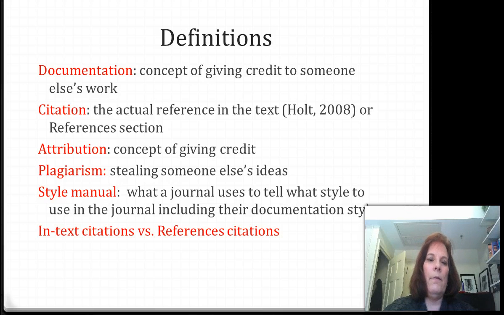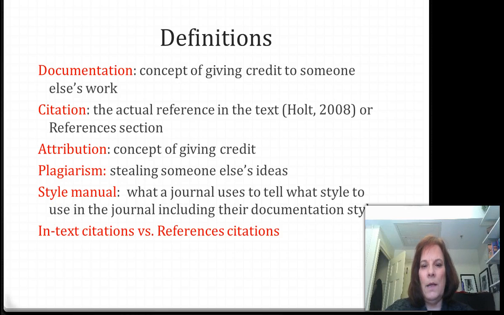So let's begin. I've used a lot of these words, but I want to make sure everybody understands what are the definitions of each of these words. First, documentation. That's the concept of giving credit to someone else's work. I'm going to talk about documentation and documentation style. So there are several different styles, and that just refers to how do you document, how do you cite other people's work. Citation, this is the actual reference in the text or in the references section.